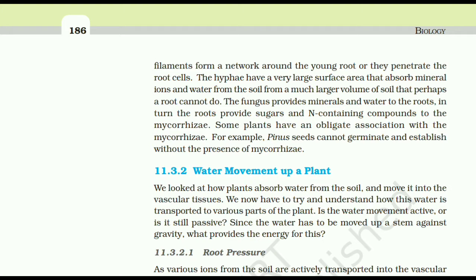The fungus provides minerals and water to the roots. In turn, the roots provide sugar and nitrogen-containing compounds to the mycorrhiza. Some plants have an obligate association with mycorrhiza. For example, Pinus seeds cannot germinate and establish without the presence of mycorrhiza.